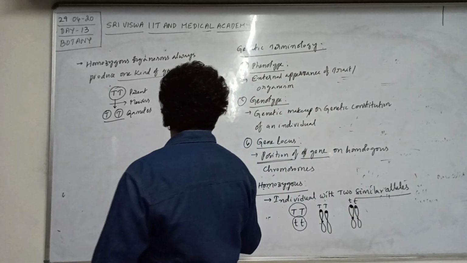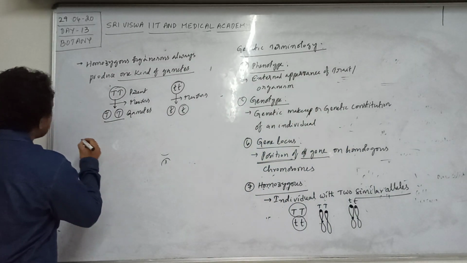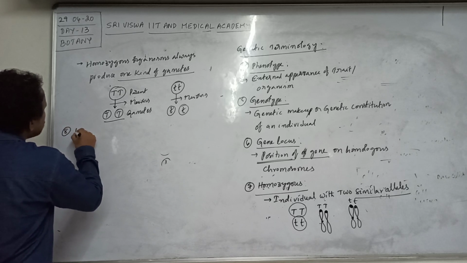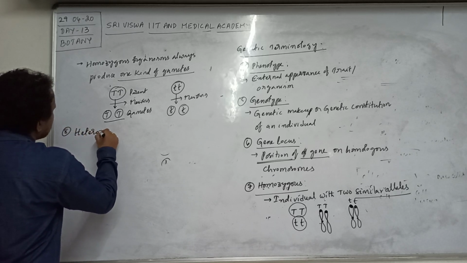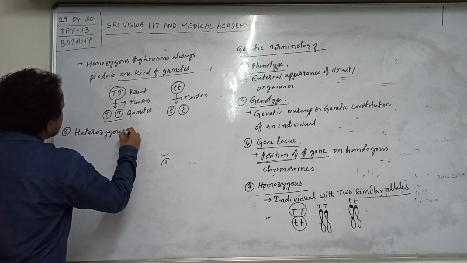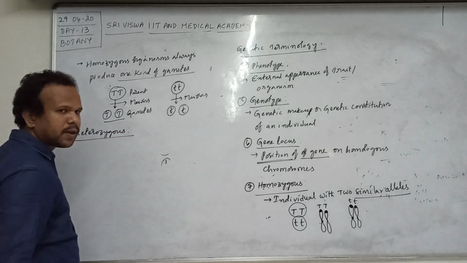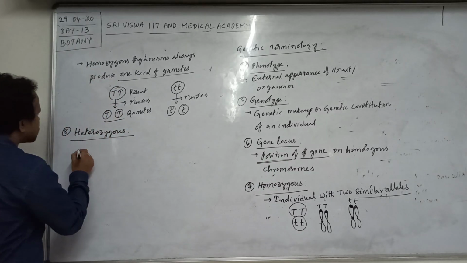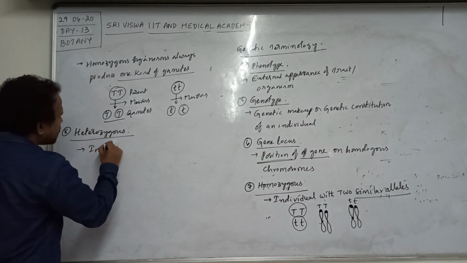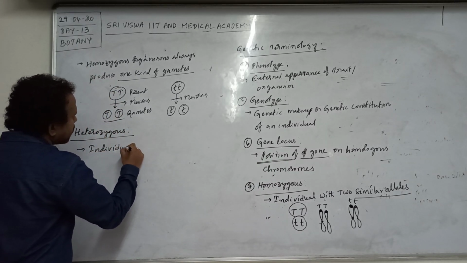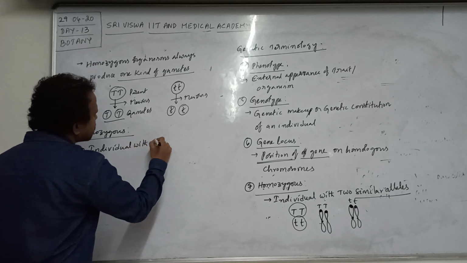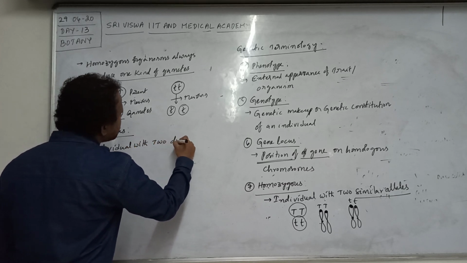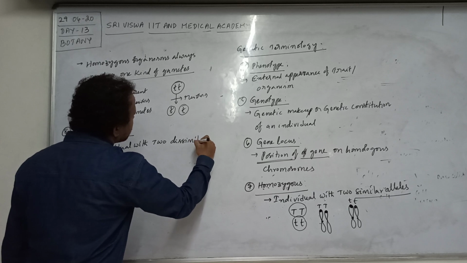Then consider the next important one. The next important term, heterozygous individual. Homozygous means an individual with two similar alleles. Then what about a heterozygous individual? An individual with two dissimilar alleles.